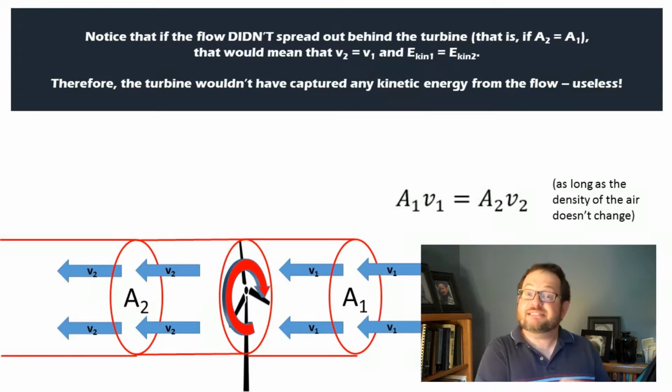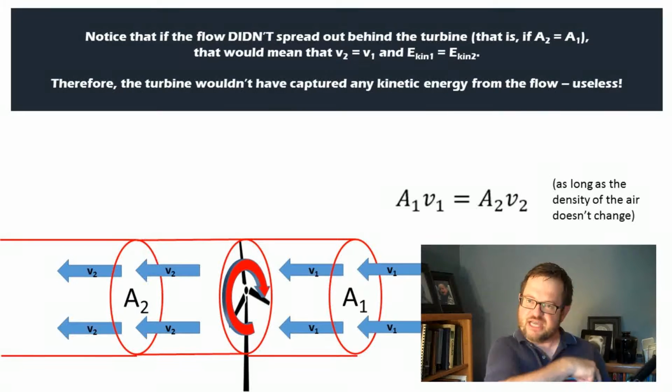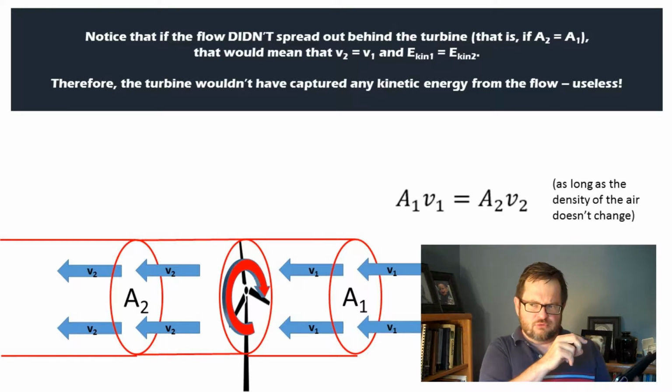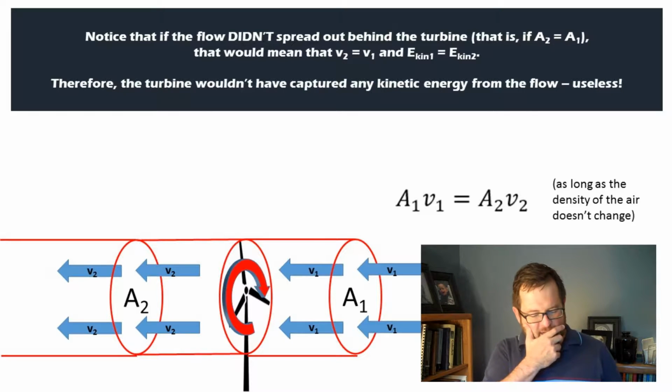A2 was the same size as A1, and V2 was, well, by that math, V2 would have to be the same as V1. But if V2 and V1 are the same, then kinetic energy upwind and kinetic energy downwind are the same. If the kinetic energy upwind and the kinetic energy downwind are the same, how much energy do we remove from that wind? 0. So this would be another example of a botched design of a twin turbine. This turbine also would produce no power at all. Okay. It would be useless.